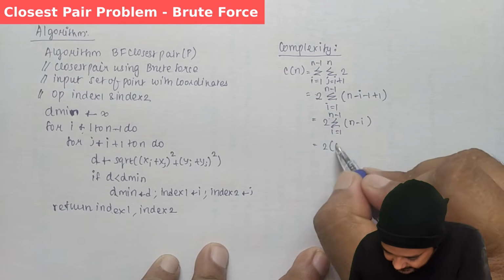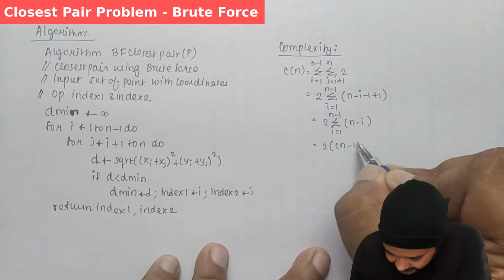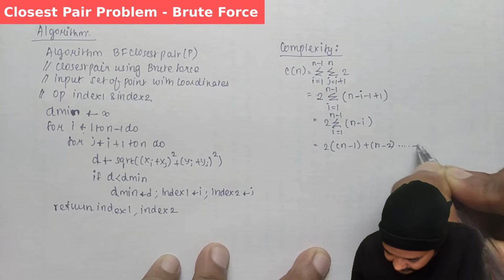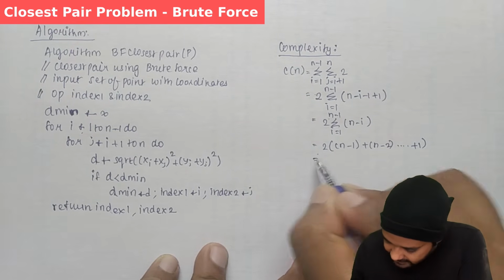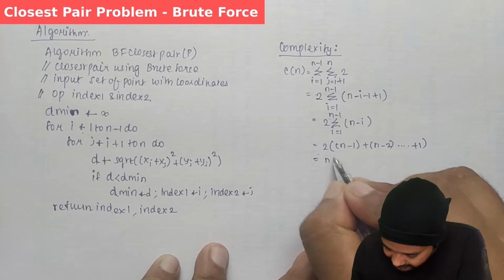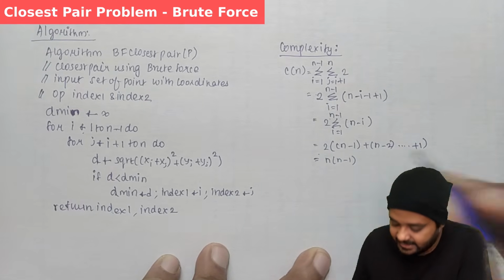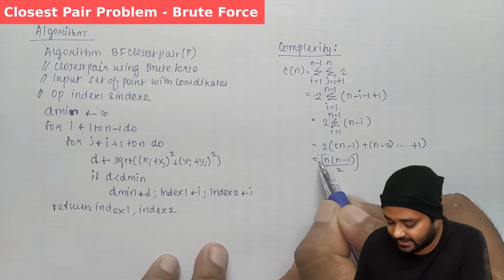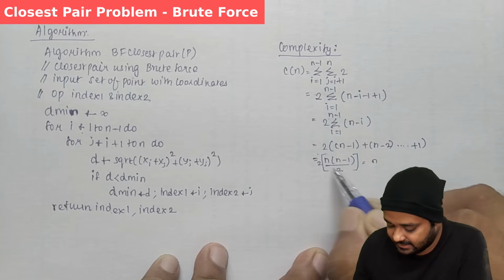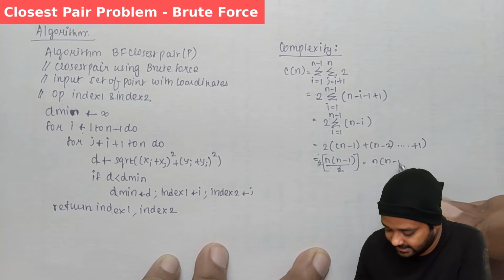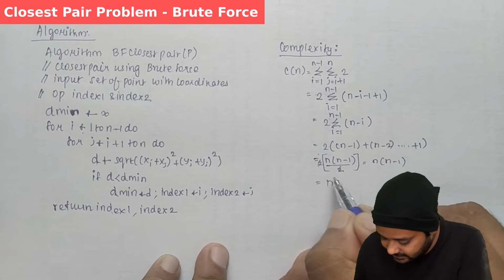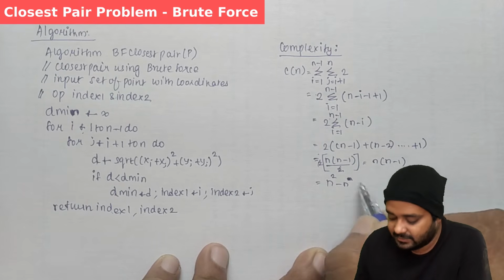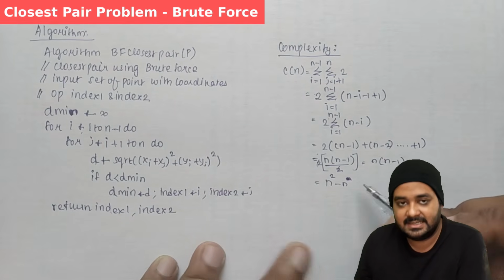If you implement this formula, you will get 2 into n minus 1, similarly n minus 2, and so it keeps on continuing. Looking at the formula, it will tend to n into n minus 1 by 2. You will have another 2 over here, so we cancel these two 2's. So your algorithm will have the complexity of n square minus n.